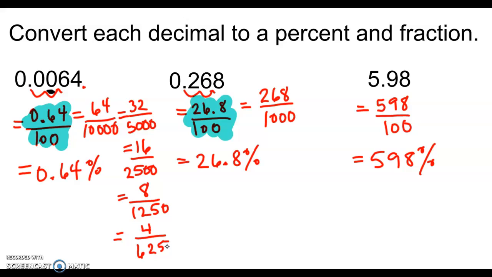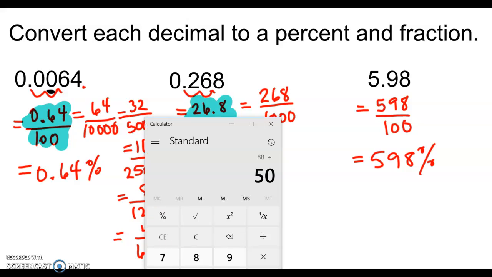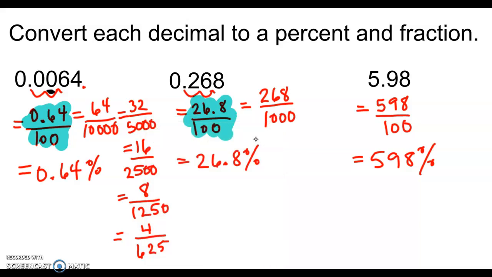I think that's the lowest, unless 625 can divide by 4. 625 divided by 4. Nope. That's our reduced answer. Okay, let's try this one.